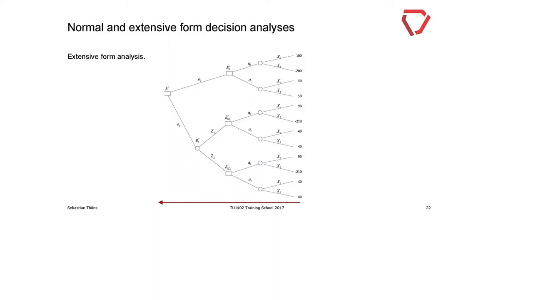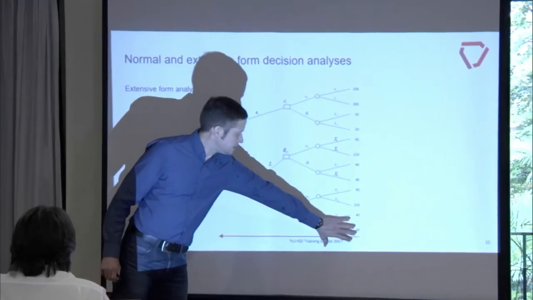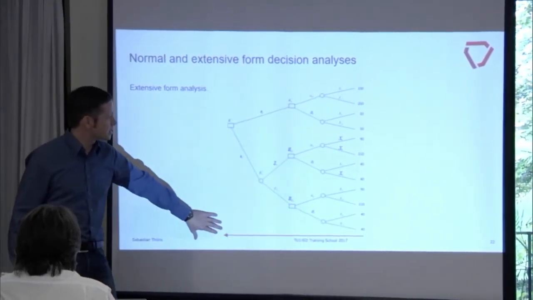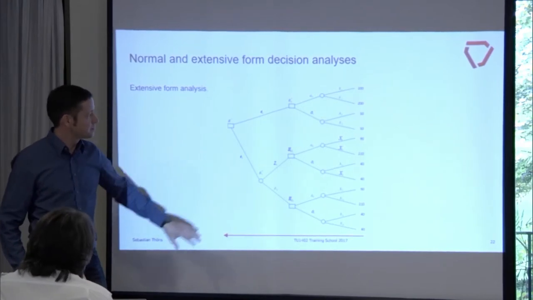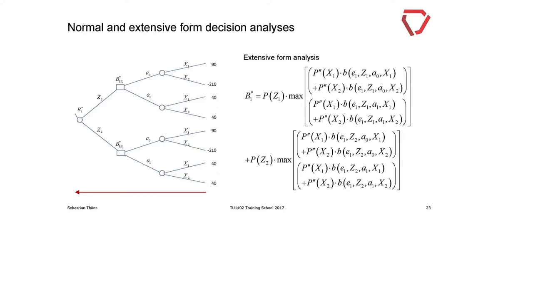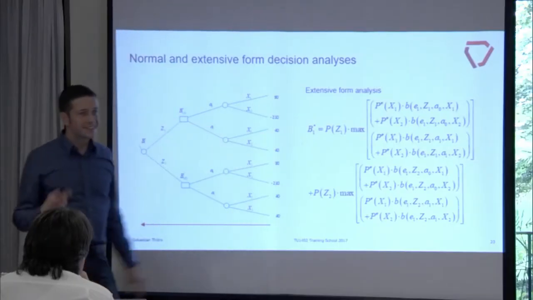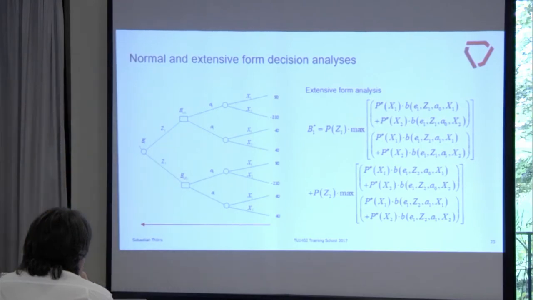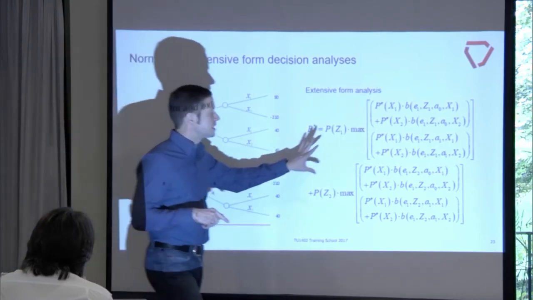So let's go through this. We have the extensive form, where we are working through the decision tree in this direction. And we could now write the extensive form analysis by applying the introduced formulas to the example. So it looks a little better.